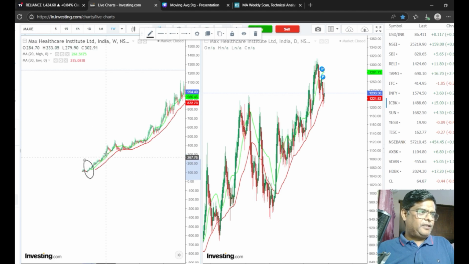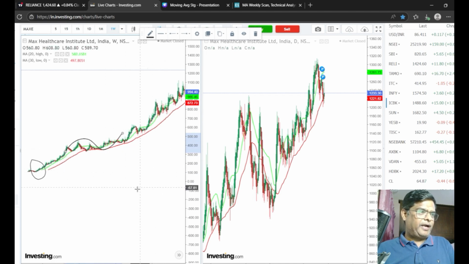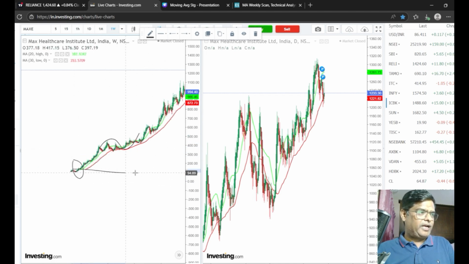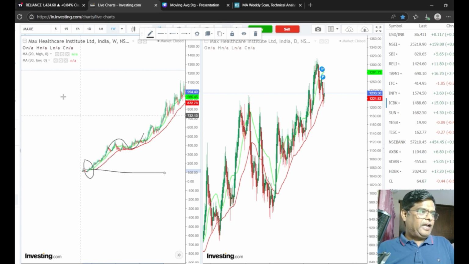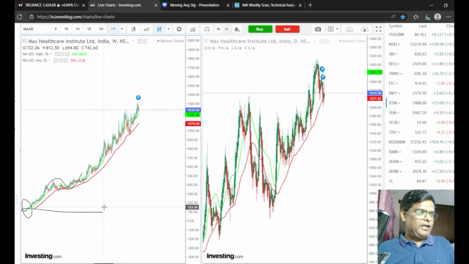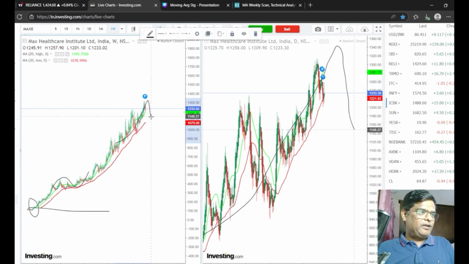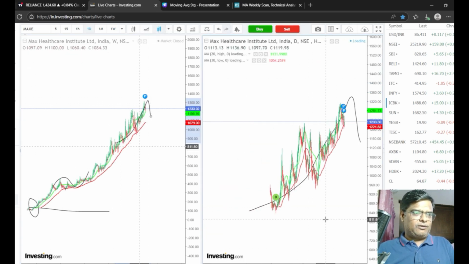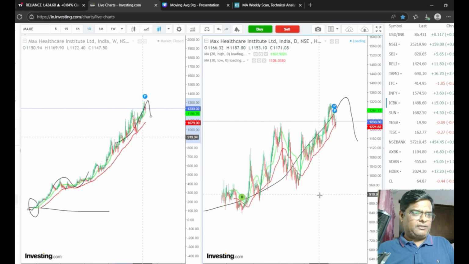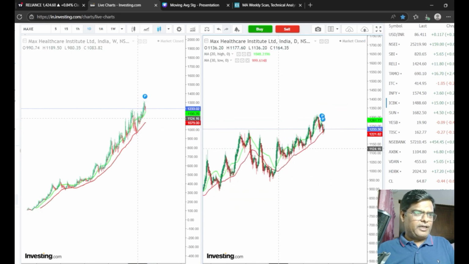After that, it is completely an uptrend. It started at around 100 rupees, and from that start it has come to a 1200 stock. It is completely going up. So it is still a good stock, and we can enter the stock. Yes, we can enter. So now you should enter it here actually.